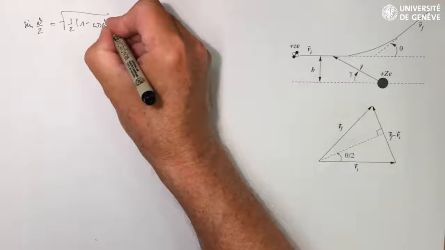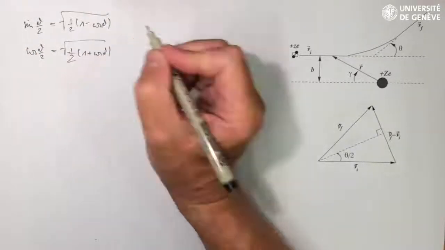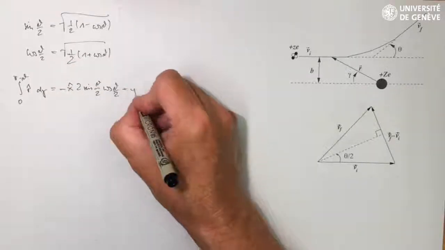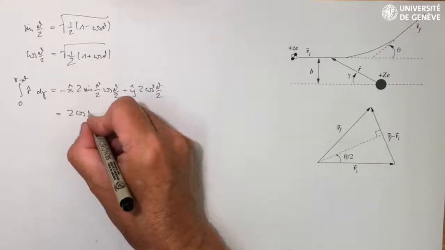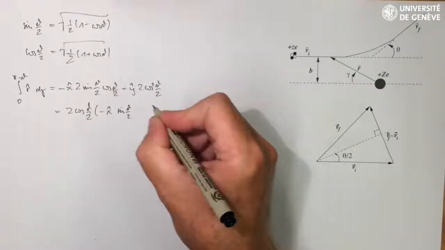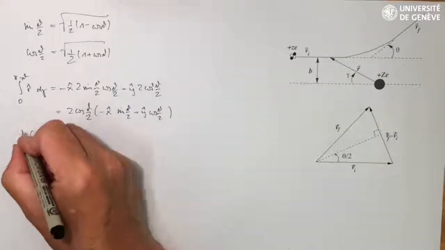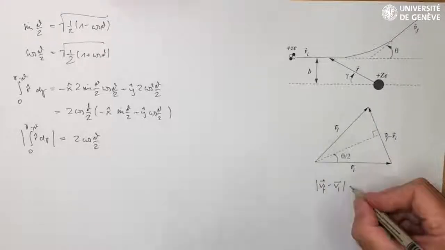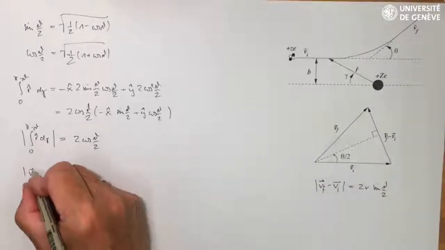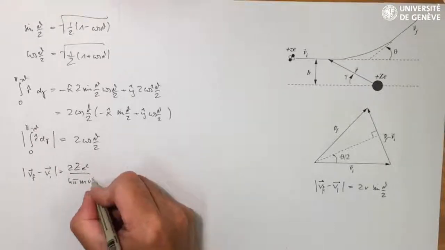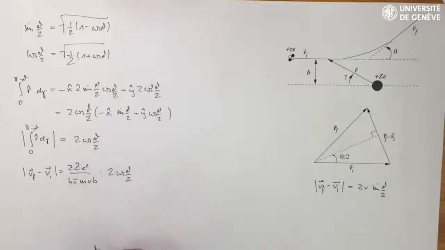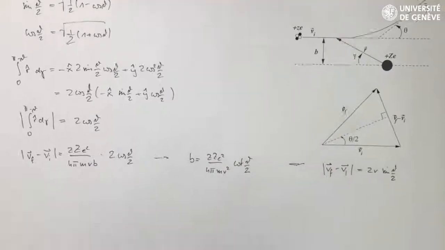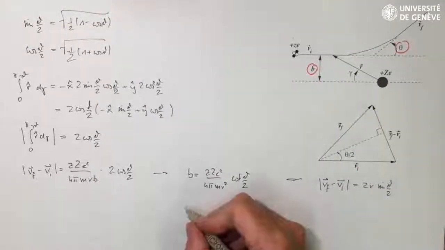In particular, we obtain that the integral of the unit vector between the initial and final states is equal to 2 cosine theta over 2. On the other hand, simple trigonometry gives us a relationship between the length of the vector difference between final and initial velocity and the scattering angle, which turns out to be 2v sine theta over 2. The two relationships together finally give us the relationship between the impact parameter and the scattering angle we have been looking for.